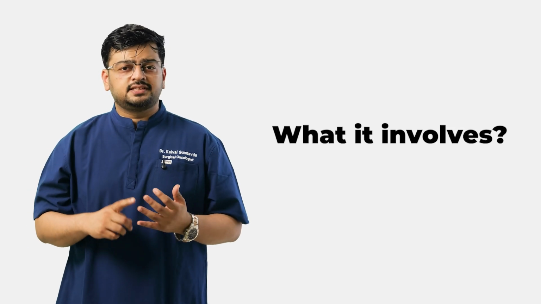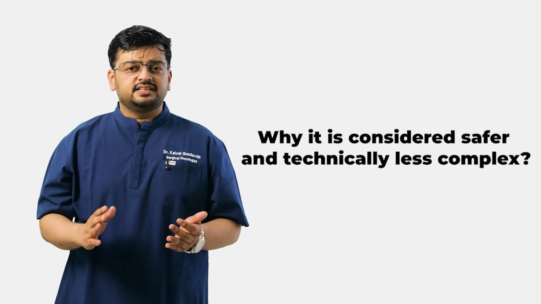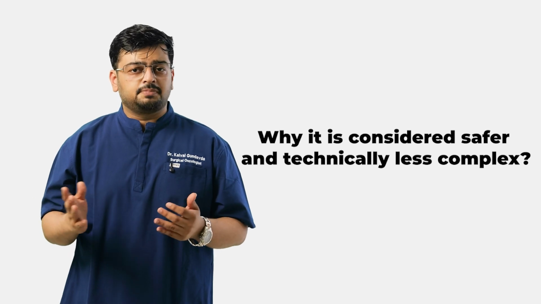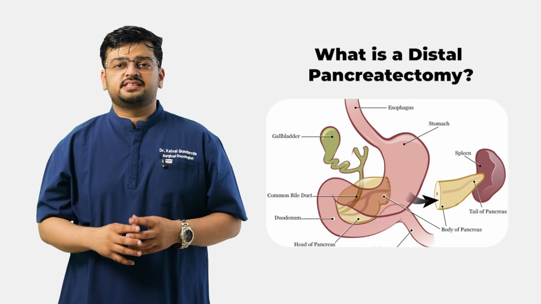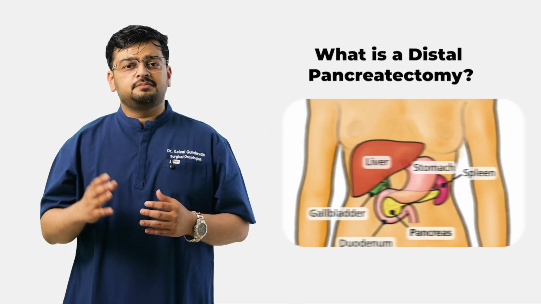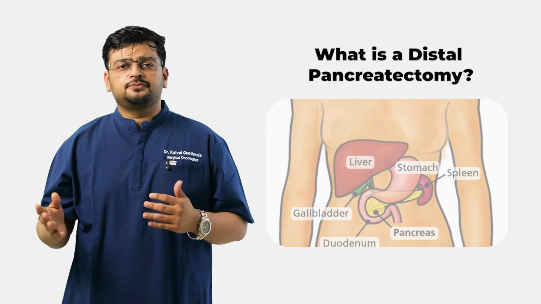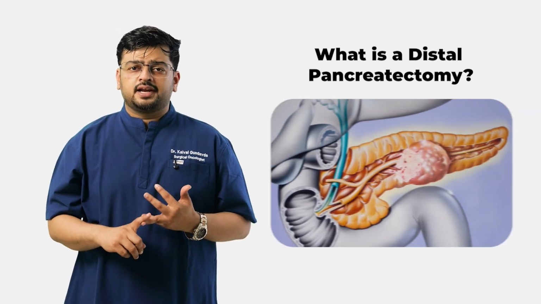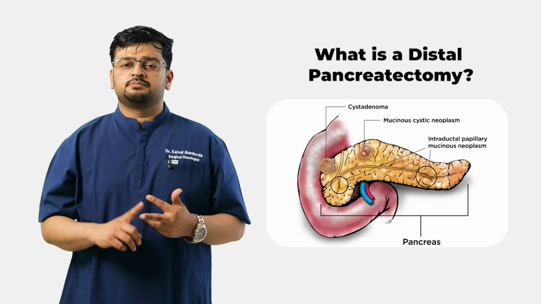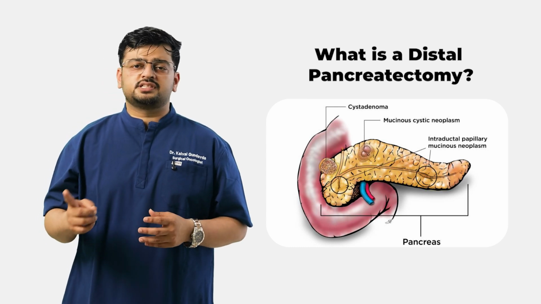Today, I want to explain the distal pancreatectomy, what it involves, how it differs from the Whipple procedure, and why it is considered safer and technically less complex, but still highly specialized. A distal pancreatectomy is a surgery where the tail and sometimes part of the body of the pancreas are removed. It is typically done for cancers in the pancreatic neck, body, or tail, neuroendocrine tumors, cystic tumors such as mucinous cystic neoplasms, and rarely for other benign but suspicious lesions.